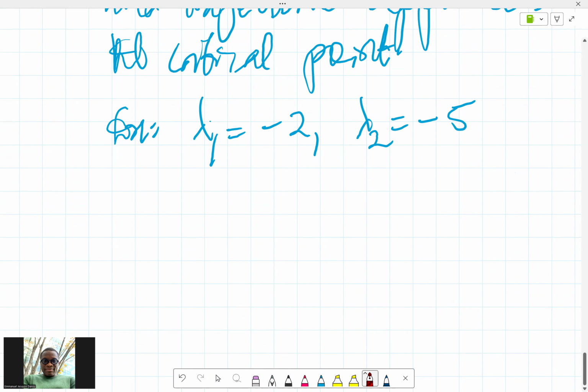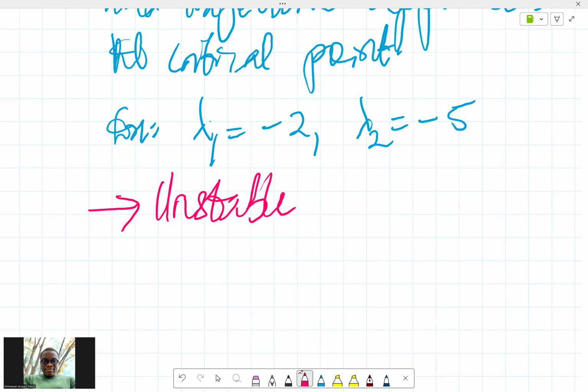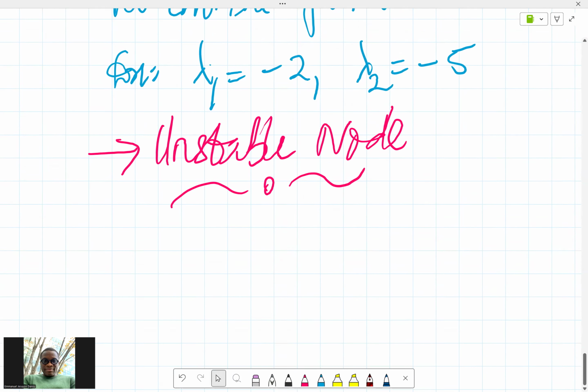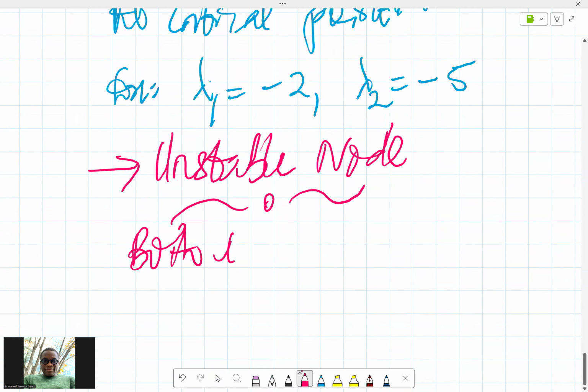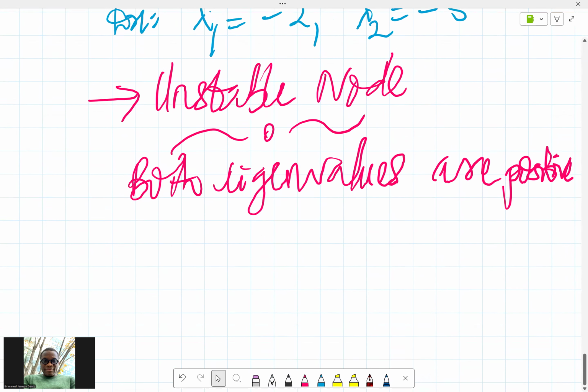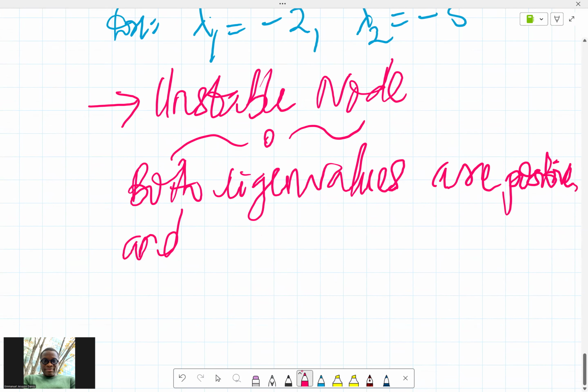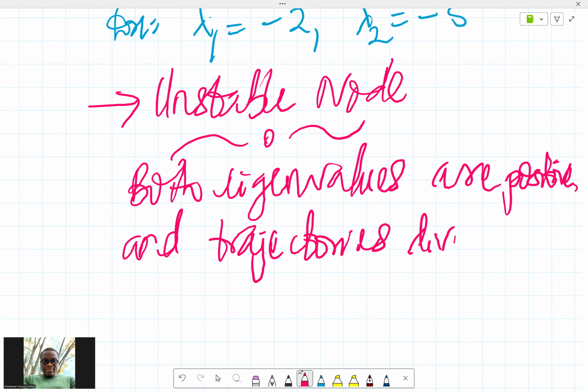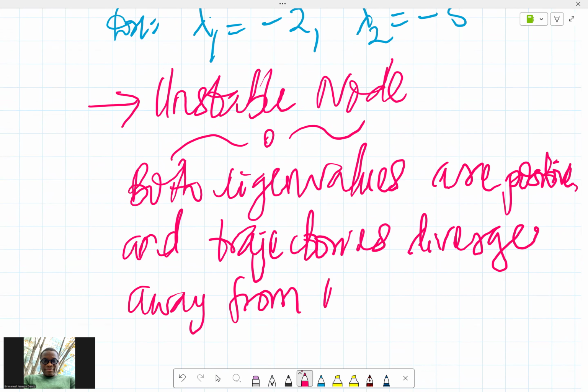Then we can have an unstable node. That is when both eigenvalues are positive, and that talks about divergence. Both eigenvalues are positive and trajectories diverge away from the critical point.